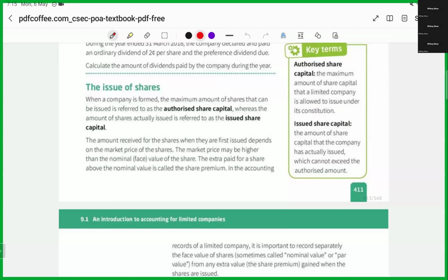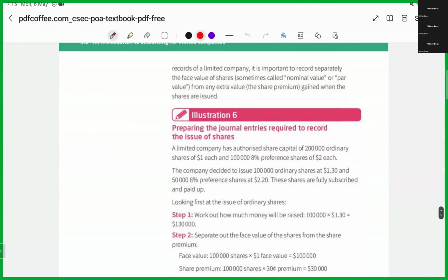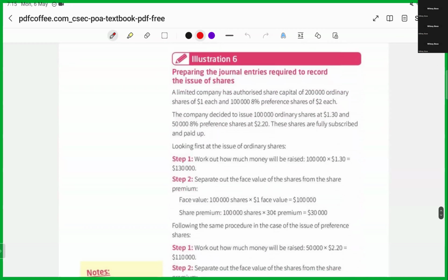So let's get into it. We're going to prepare journal entries to record the issue of shares. Remember, when we're issuing shares, just think about you're selling a slice of your pie or your pizza. When you're selling it, you're giving them a piece of the pie, a share in it, and you're collecting money. So it's basic accounts 101, guys. Don't learn in segregation. You have to connect the dots.